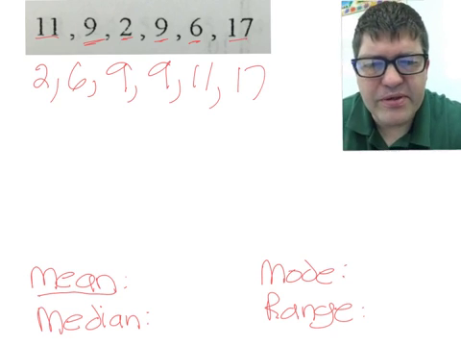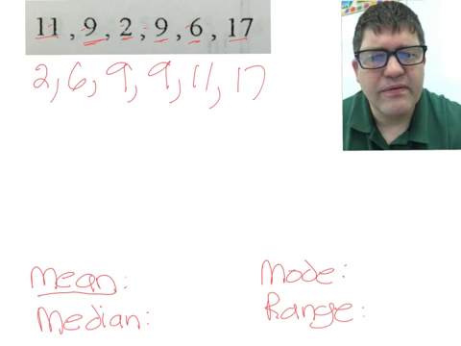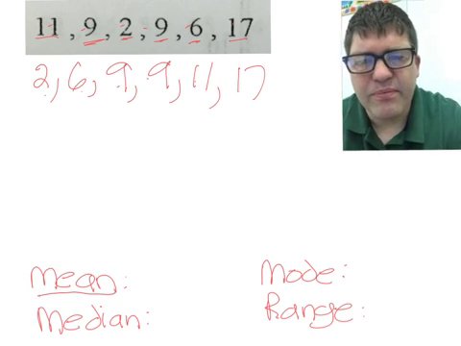Sometimes I count the numbers just to make sure I have the right number. 1, 2, 3, 4, 5, 6. Okay, I'm using them all. They're in numerical order from smallest to biggest.